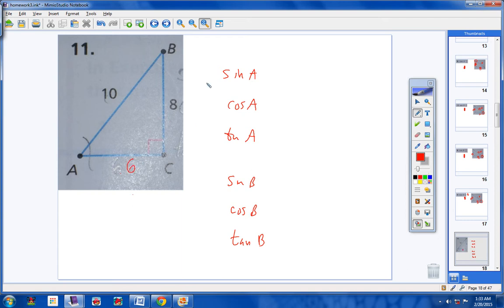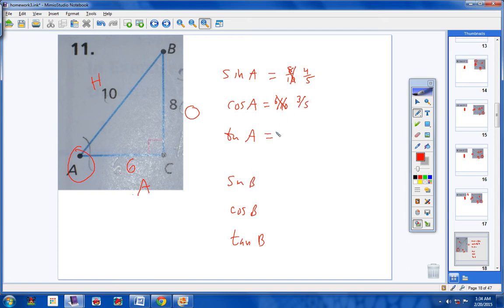Okay, now let's start off with angle A. So circle angle A and go straight across. This is your opposite. This is your hypotenuse. This is your adjacent. So sine is opposite over hypotenuse, 8 over 10. And of course that would reduce to 4 fifths. Cosine of A would be adjacent over hypotenuse. So cosine of A is 6 tenths, and of course that would reduce to 3 fifths.